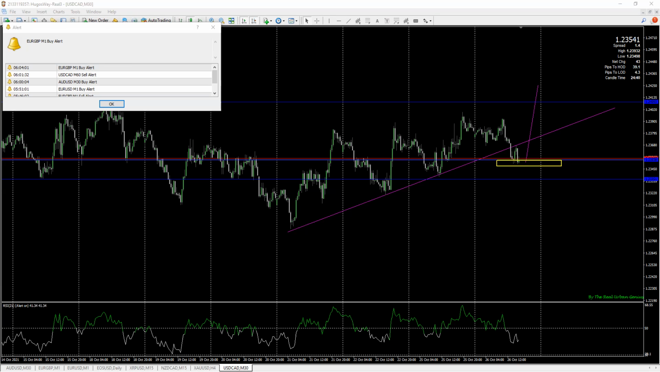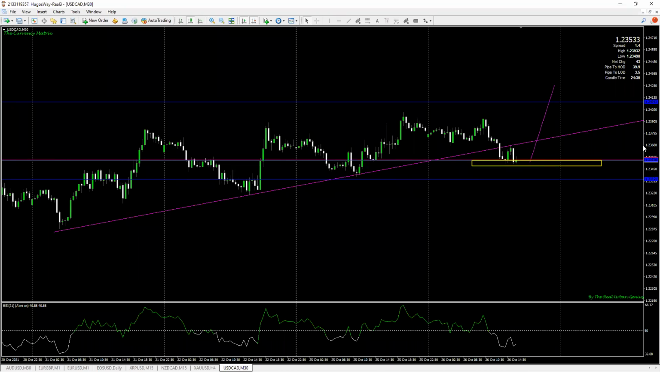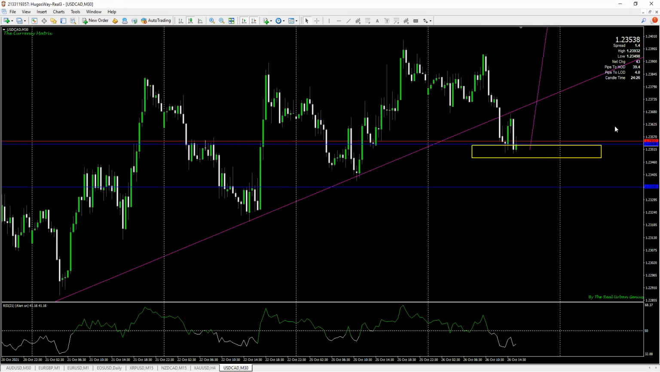My bad, I didn't realize I hit mute. But yes, I'm long on USD CAD. Here's that analysis right here that I just did. I didn't realize I was on mute. But we have the low of the day being set here on USD CAD. So I'd be wise to take a long position here.